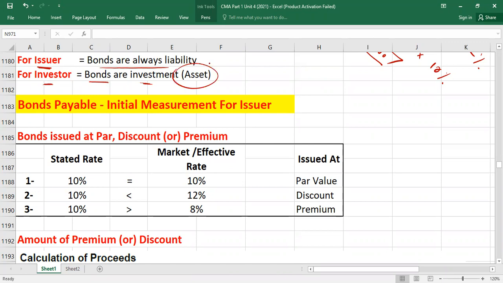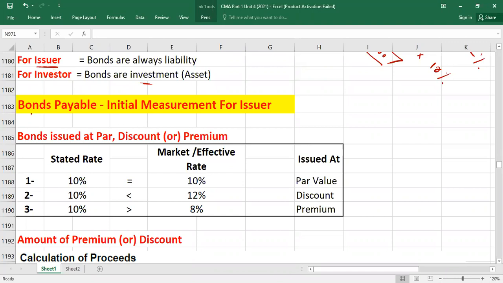Understood? First, we are going to cover from the issuer point of view, because the calculations are the same, whether you are doing it from the issuer point of view or the investor point of view. Just for one company it will be a liability, for the other company it will be an asset. For the issuer it will be interest expense, for the receiver, the investor, it will be interest income. So first I will cover from the issuer point of view.